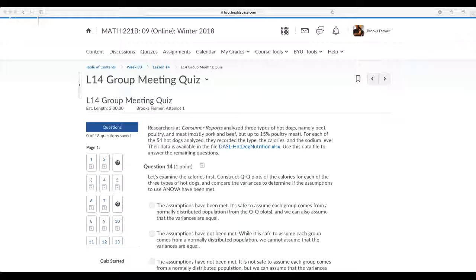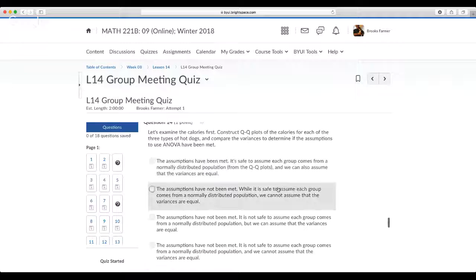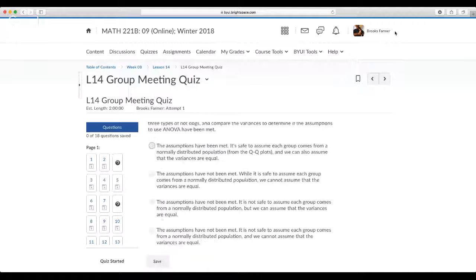So what's the question? Let's examine the calories first. Construct QQ plots for the calories for each of the three types of hot dogs and compare the variances to determine if the assumptions to use ANOVA have been met. I'll read the answers. The assumptions have been met. It's safe to assume each group comes from a normally distributed population from the QQ plots, and we also assume the variances are equal. Here, let me do the QQ plots, and then we can get that.